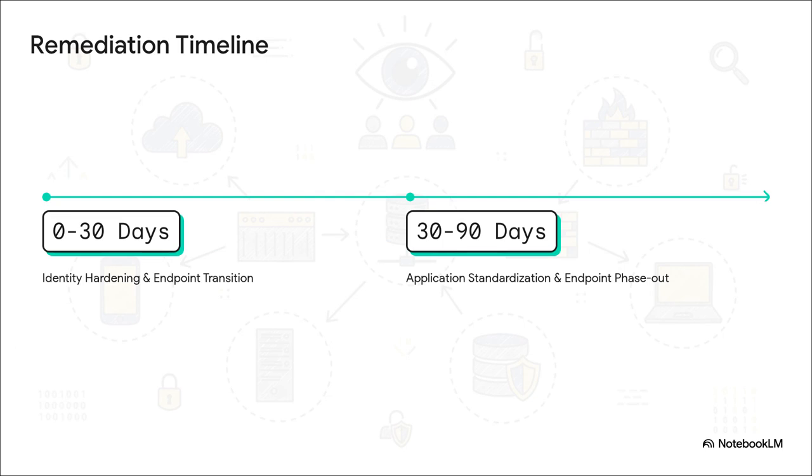Now don't panic, you don't have to fix the whole shebang overnight. We build this into a totally manageable timeline, prioritizing high-impact quick wins. In the first 0 to 30 days, we focus on core consolidation, identity hardening, specifically getting MFA enforced for administrative roles, and deploying Defender for Endpoint. Then, in that 30 to 90-day window, we shift into advanced governance, standardizing applications and completely phasing out those unsupported operating systems we found earlier.